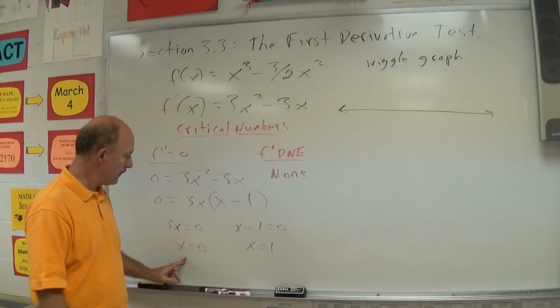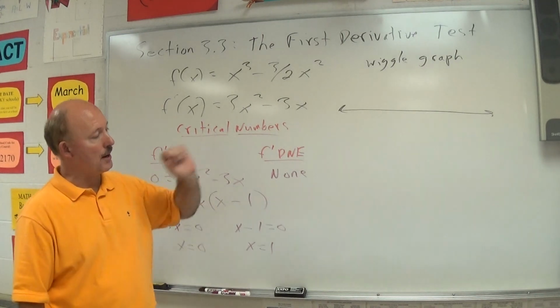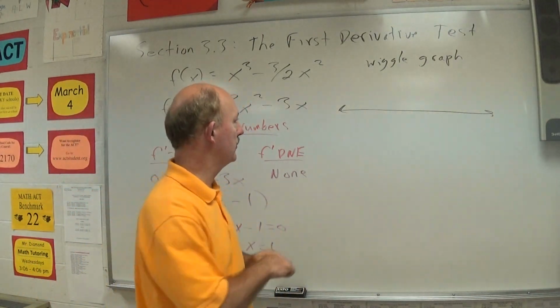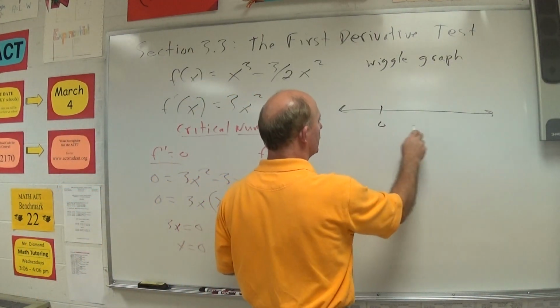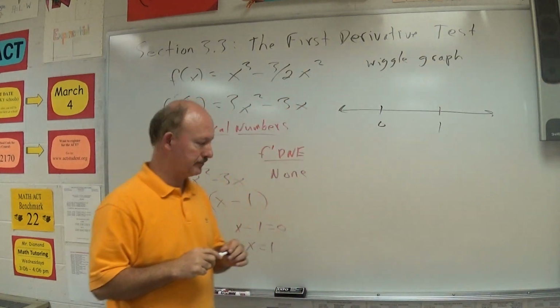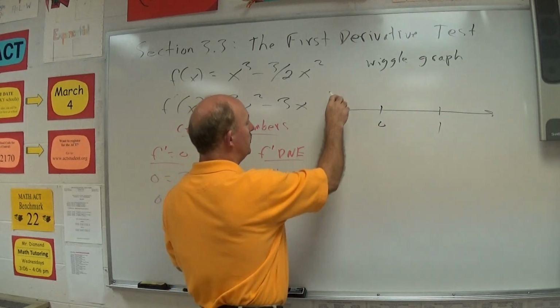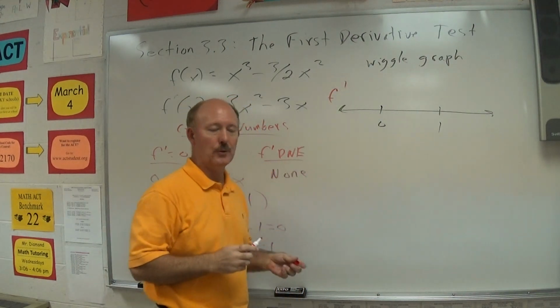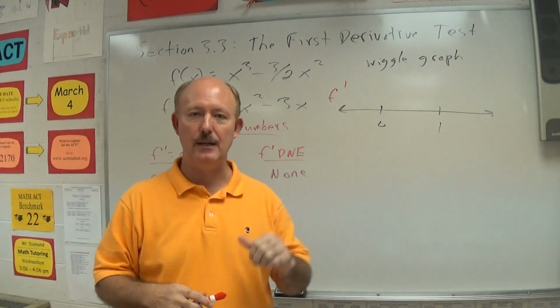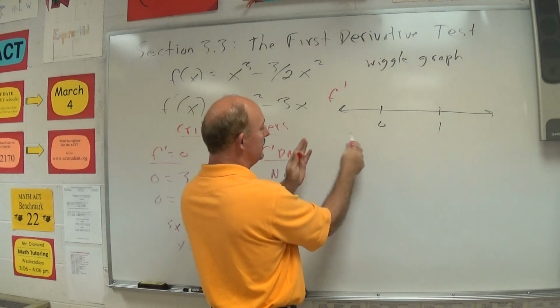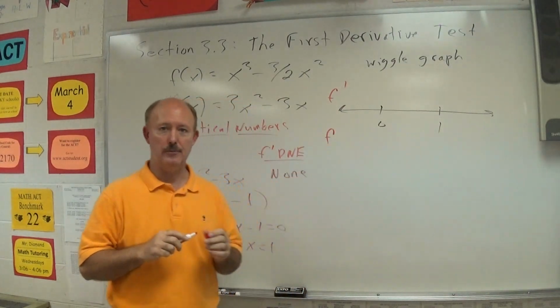To start off, let's put 0 and 1 on our number line, just those two numbers. The rest of the numbers we're going to leave off. So 0 here and 1 here. Above our wiggle graph, we're going to put the derivative. What's the derivative doing? Is the derivative positive or negative? And underneath it, I'm going to put f, the function.